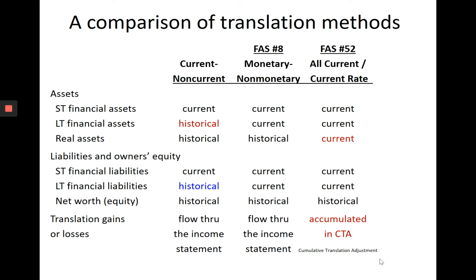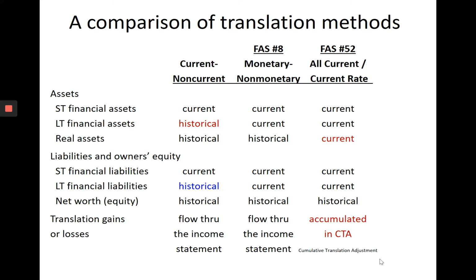Current and non-current method is in the first column of this table. Monetary and non-monetary method is on the second column, and all current or current rate method is on the last column. The rows of this table have a balance sheet, so we get an idea of how to translate a balance sheet using each one of these methods, and we get a comparison of their differences.